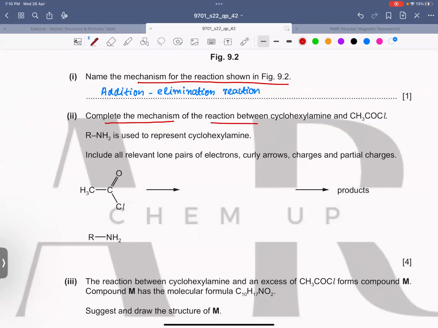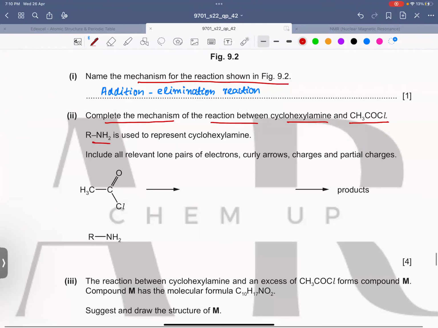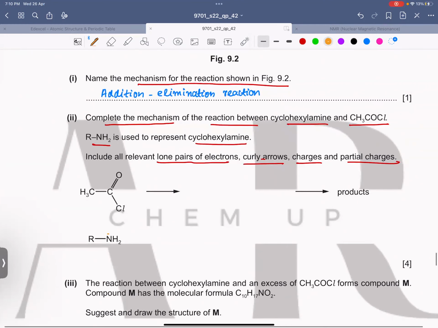Complete the mechanism of the reaction between cyclohexylamine and acyl chloride. RNH2 represents the cyclohexylamine. It's the same, if you recall, we did it in the last class. Include all relevant lone pairs of electrons, curly arrows, charges, and partial charges. Okay, so if you recall, here we have a lone pair. This carbon is partially positive, this oxygen is partially negative. So from this lone pair, the attack is on the partially positive carbon and this bond is broken heterolytically.